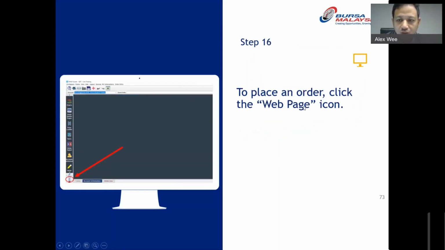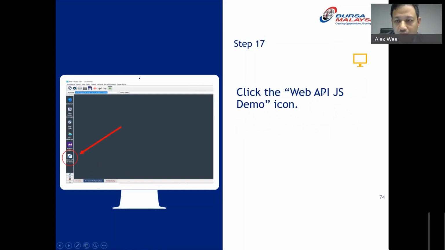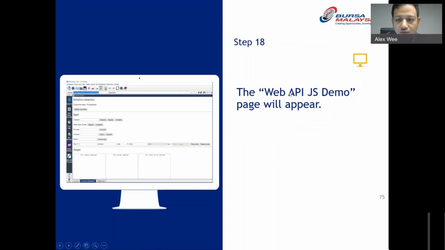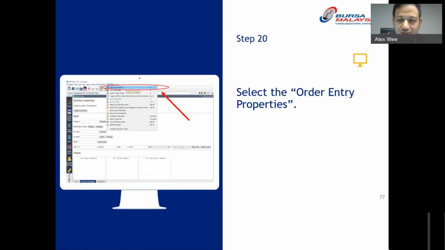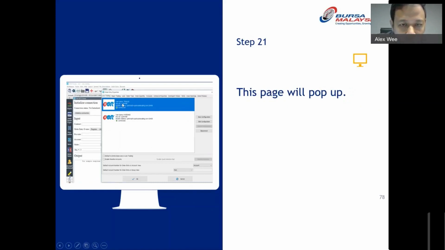Okay, so to place an order, click the web page. Of course, not you placing an order, but for the algo to place an order, you have to click the web page, click the Web API JavaScript demo. Okay, for example, and from here, the Web API JavaScript demo page will appear. And from here, you can choose, click the order entry. Click the order entry here and select the order entry properties. And from here, you can choose this one. Okay, these are the two.